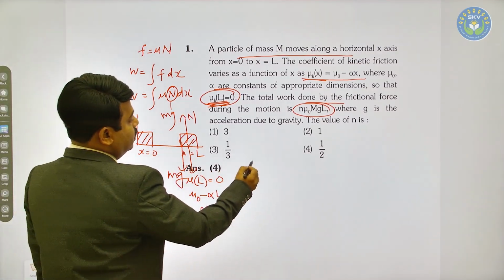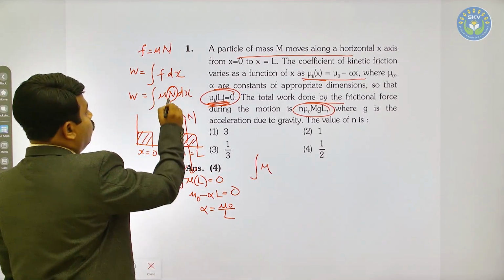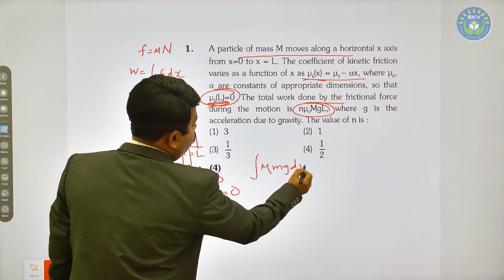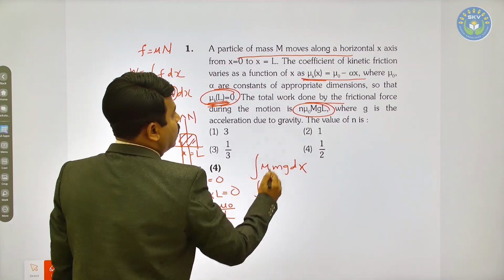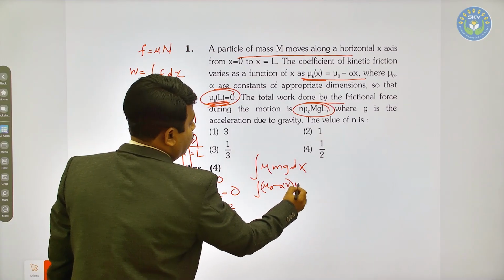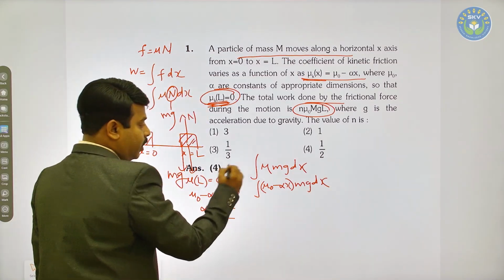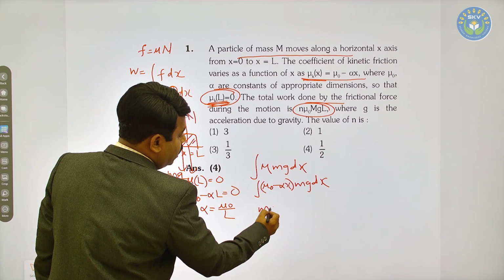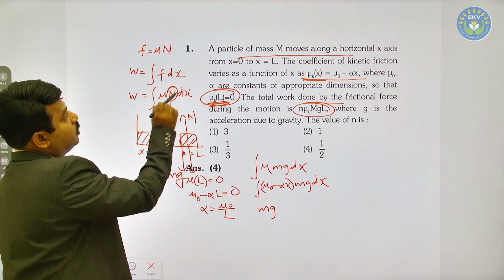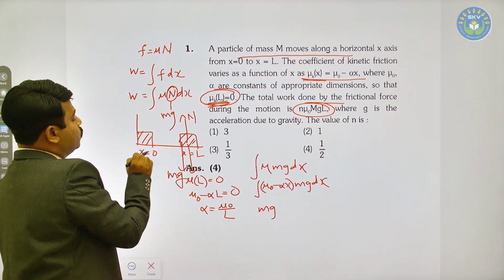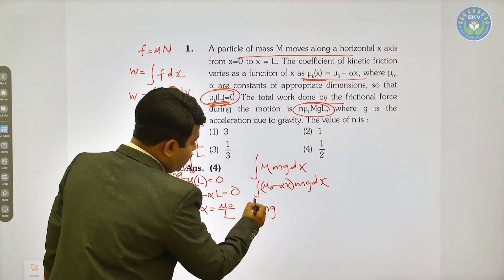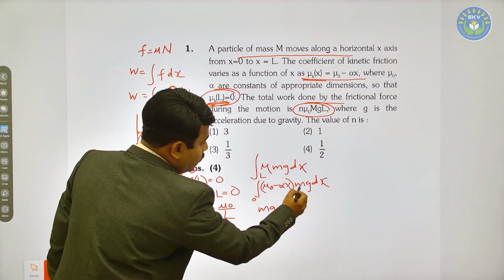Now let us integrate this. Integral of mu into N, where N is equal to mg, dx. Now I am substituting the mu value they gave as a function of x. Then it is (mu 0 minus alpha x) into mg dx, right? Now we can integrate this. The limits: the particle of mass m moves from x equal to 0 to x equal to L, right? So the integral is from 0 to L, and mg I have taken out.